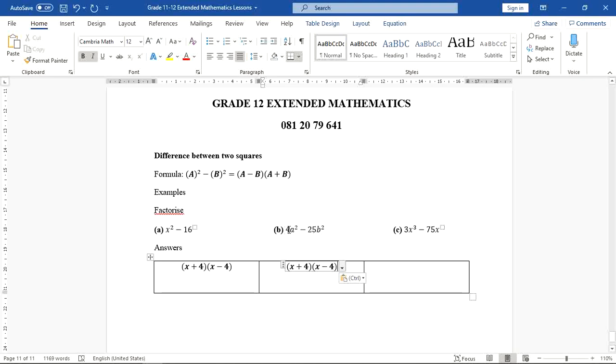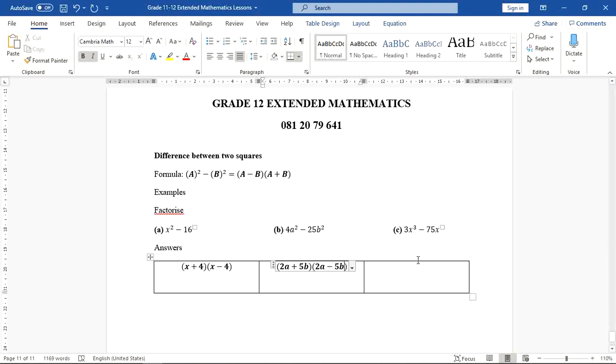So here, this term has the 4 and the a squared, unlike here, this was just an x squared. But here we are going to say now the square root of 4 is 2, the square root of a squared is a, and then the square root of 25 is 5, and the square root of b squared is b, and then we just change it here with the minus sign, 2a, and that's 5b. Voila, it is that simple.